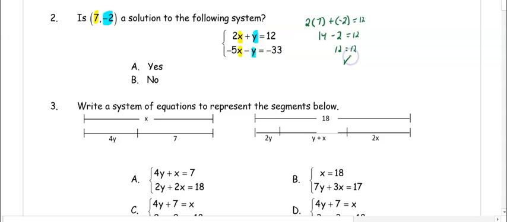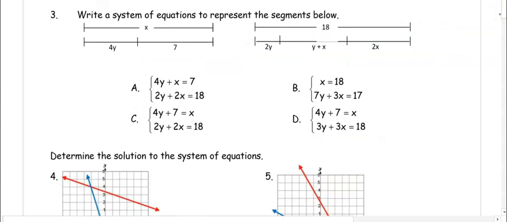So this equation works. We're going to try the second equation, -5 times 7 minus -2 equals -33. So -5 times 7 is -35, plus 2 equals -33, which is the number we wanted it to equal. So because both equations come out as true and we get the same number on both sides, yes, this is a solution.